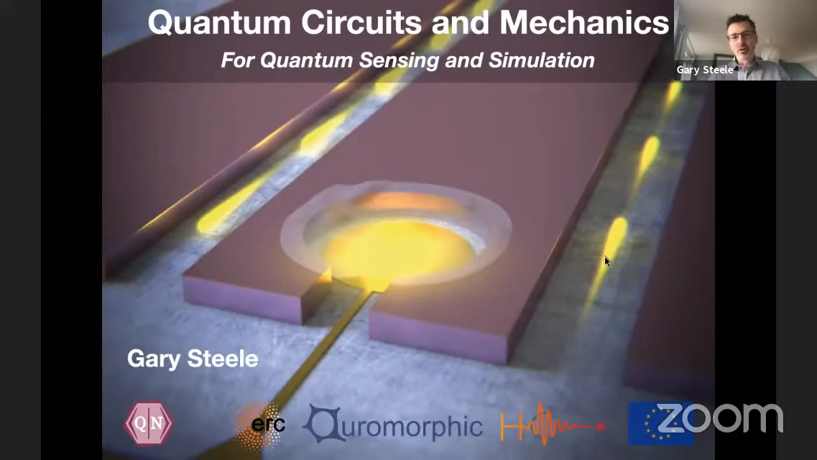Is it okay, Dan? You see everything? Okay, so I'm going to tell you today a little bit about work in my group. My cover slide here shows what we do in our group. The group is normally called Quantum Circuits and Mechanics, and I'll tell you today about how we use these things for quantum sensing and quantum simulation. My name is Gary Steele, as Freek said. I'm part of the Quantum Nanoscience Department, and of course I am happy to receive funding from some of the nice people that want to give it to me.